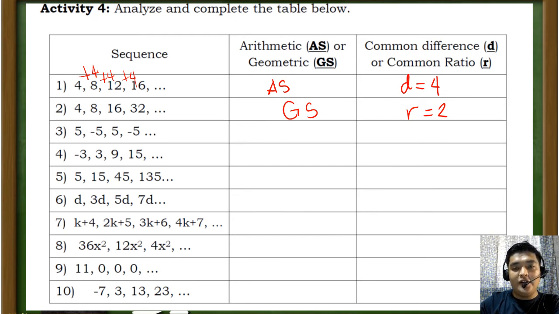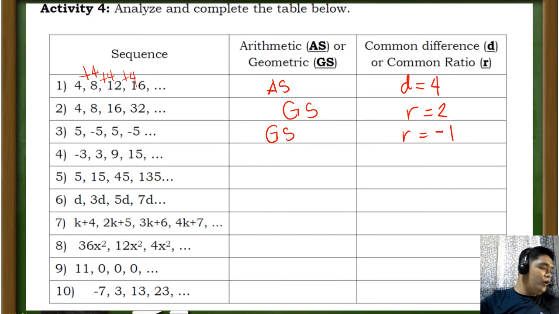How about number 5? I'm sorry, number 3. Sorry. Number 3 is 5, negative 5, 5, negative 5, and so on. Okay, very good. This is a geometric sequence. What is our R? Our R here is, very good, negative 1, no? If you multiply 5 times negative 1, negative 5, times negative 1 is positive 5. Okay, so I will let you pause this video, then try to answer numbers 4 to 10. Okay, go.